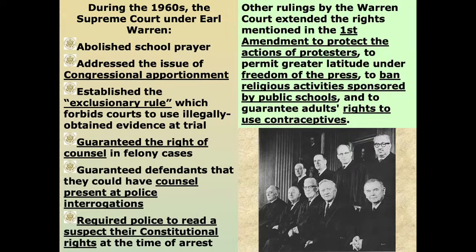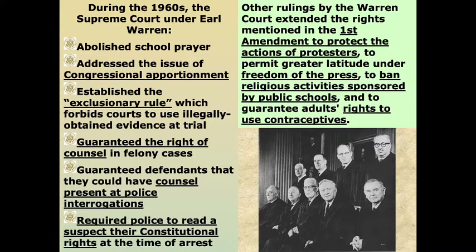So, other stuff that Earl Warren's court is going to look at: First Amendment rights that will protect the actions of protesters, grant greater freedom of the press, ban religious activity sponsored by public schools, so separation of church and state right there, and guaranteed adults a right to contraceptives. So that expands on our rights to privacy.